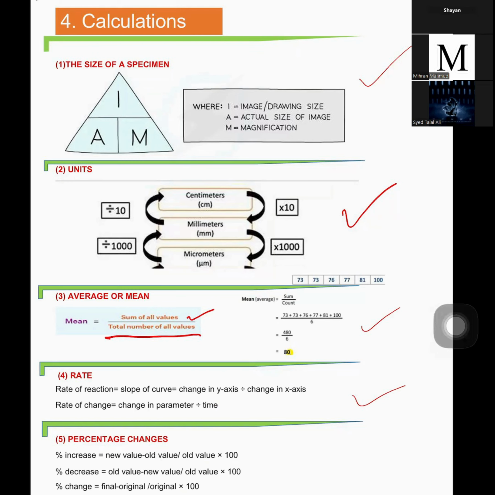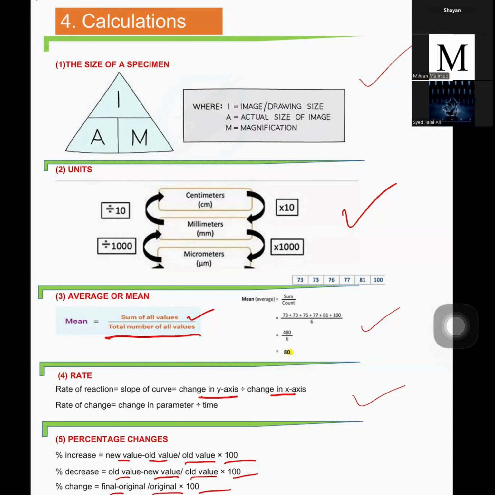The rate of the reaction equals the slope of the curve, change in the y-axis over change in the x-axis, meaning difference in y over x. Okay? Next, how to get percentage change: new value minus old value over old value multiplied by 100. For a percentage decrease, old minus new over old multiplied by 100. Percentage change is final minus original over original multiplied by 100. Percentage, the decimal places, multiplied by 100.